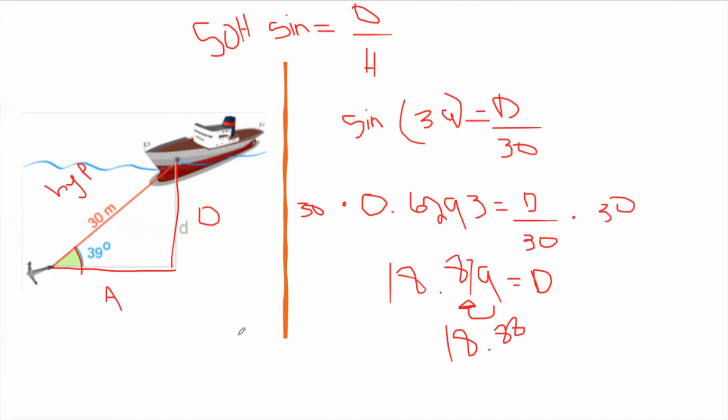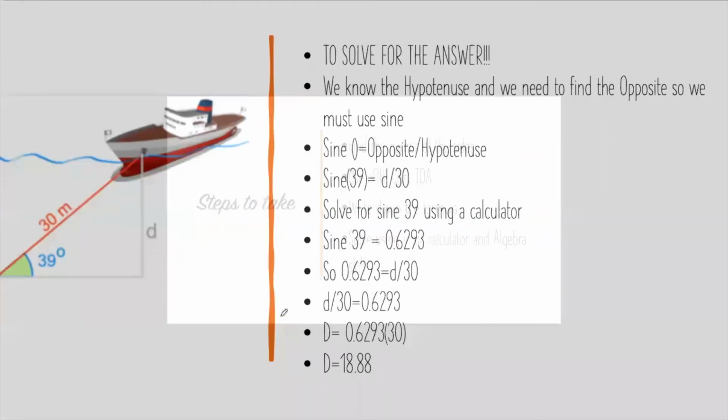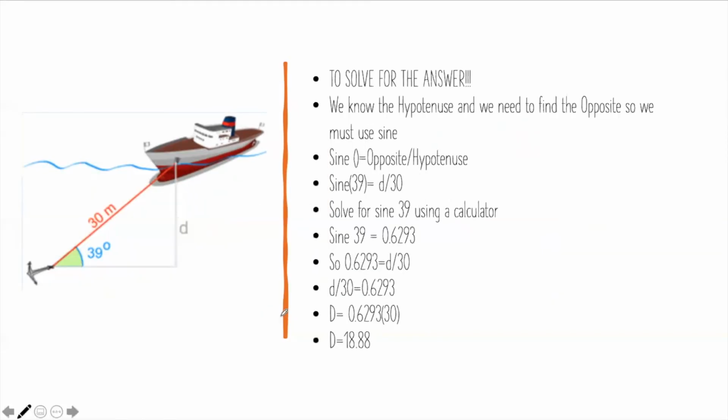So we got 18.88. Let's see if we were correct. Yes, we were correct. We know the hypotenuse, and we need to find the opposite. So sine is equal to opposite over hypotenuse. So sine 39 is equal to d over 30. We're going to use a calculator to solve for sine 39.